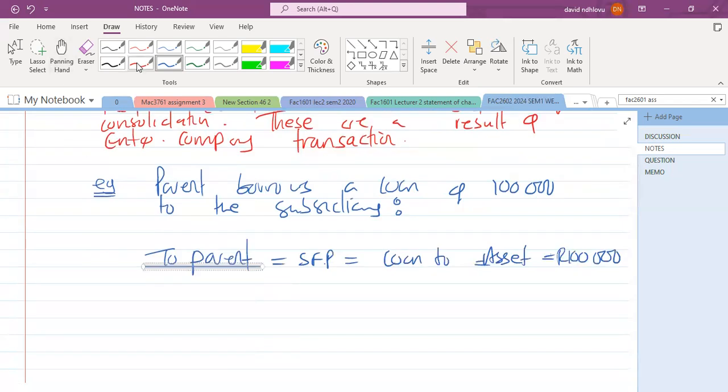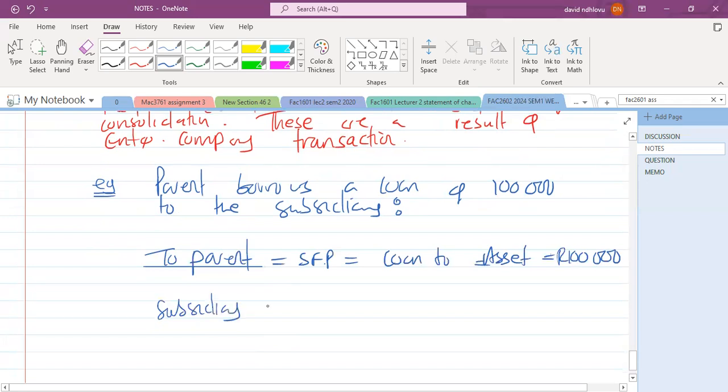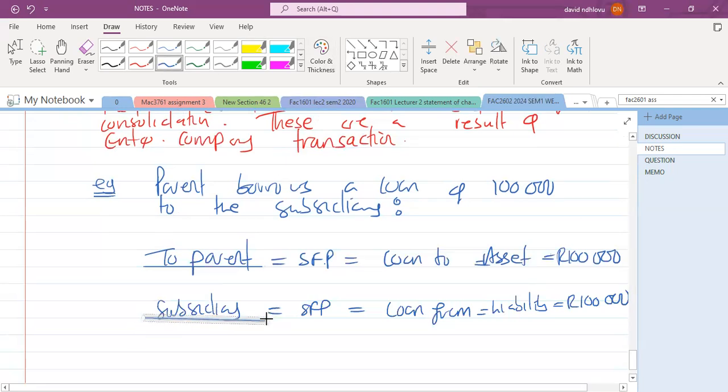But if we go to the subsidiary, in the statement of financial position, this will be a loan from, and this is a liability with an amount of 100,000. That's the same loan, but because it was given within the same group, it will appear as an asset to the parent and as a liability to the subsidiary.